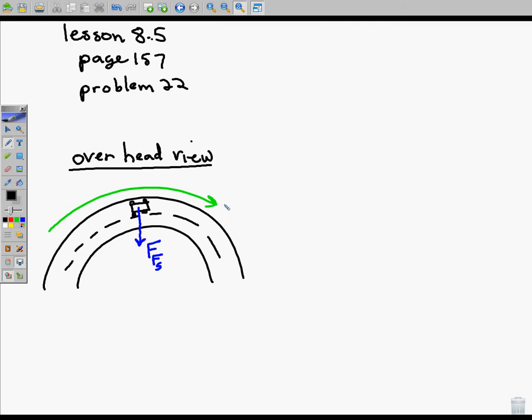exactly, what's providing the centripetal force? And in this case, it's not a tension force. There's no string pointing inward. There's not a massive planet with a gravitational force pointing inward. What's providing that centripetal force?